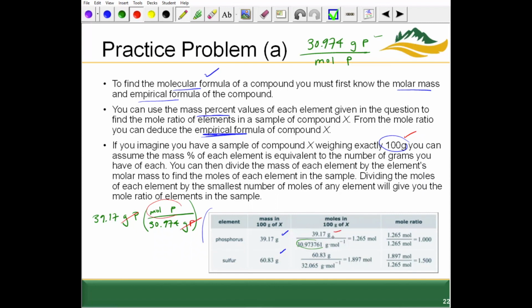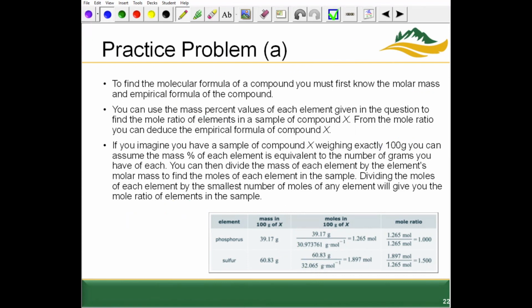Essentially, we're taking this gram amount and we're dividing by the atomic mass. I like to write it out like this so I can see exactly what units are canceling out. This gives us 1.265 moles of phosphorus. We repeat that for sulfur using the periodic table and the atomic mass of sulfur being 32.065. 60.83 grams divided by this molar mass, cancel out grams, leaves us with 1.897 moles of sulfur. Now this should again sound familiar from the previous example we did.